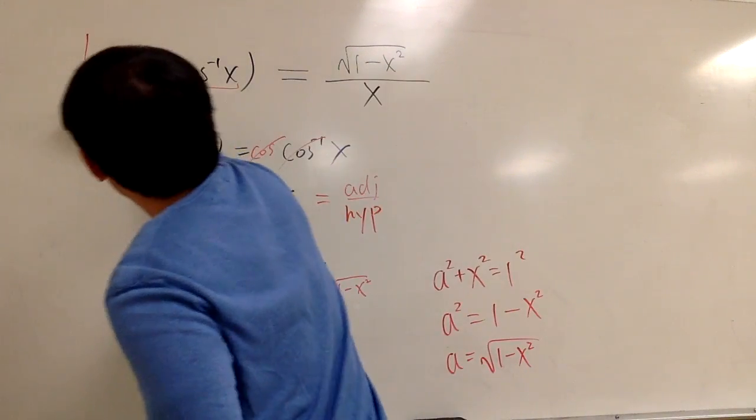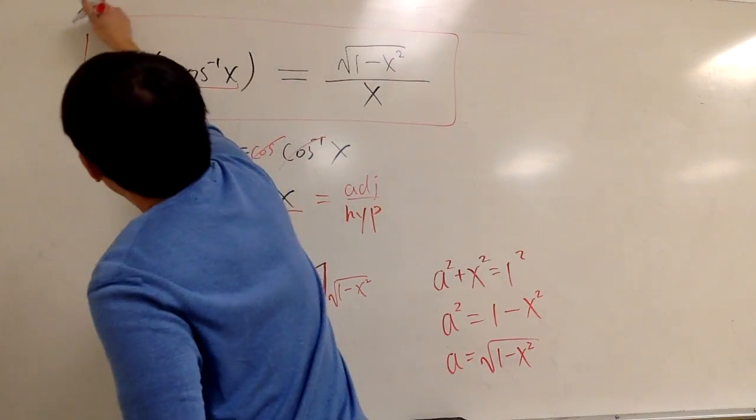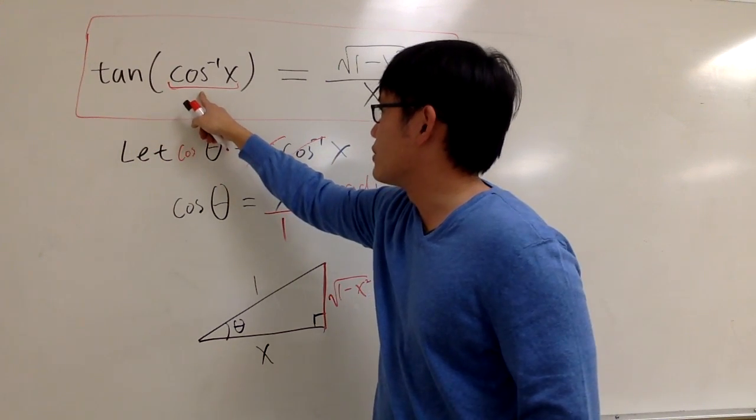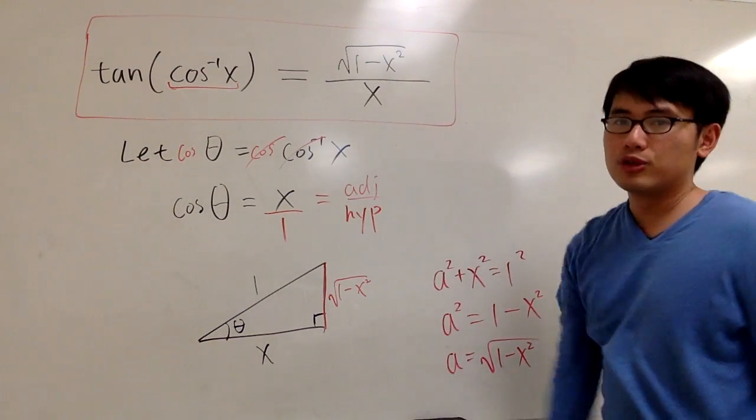And this is it. This is how we can change a composition of a regular trig function with an inverse trig function back to algebraic expressions.